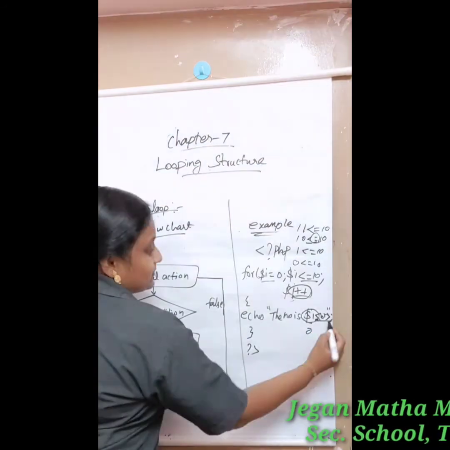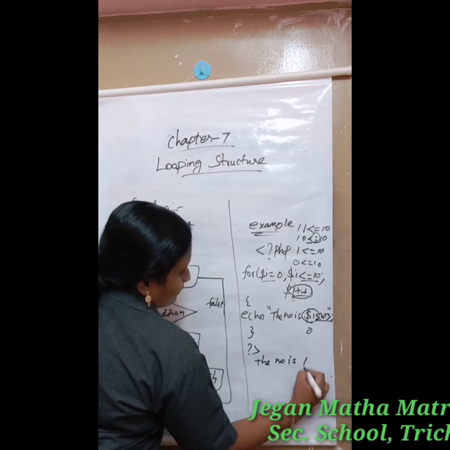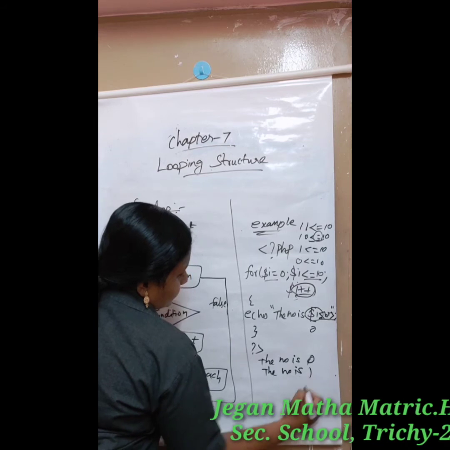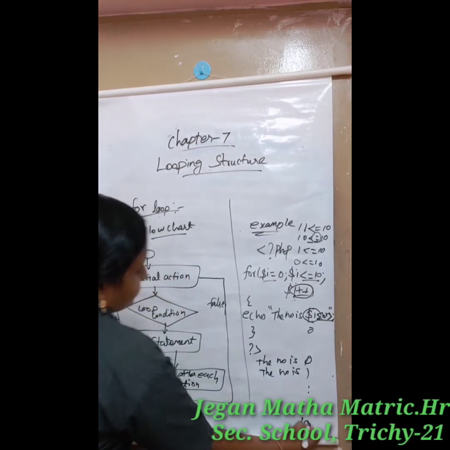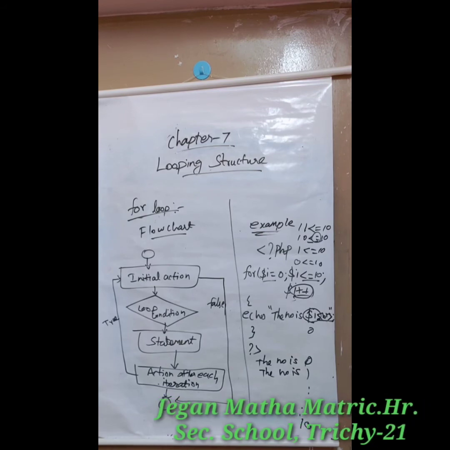So here we used a break. That means we print the values one by one: the first time the number is 0, the next time the number is 1, until it prints 10. So this is the process and execution of the for loop.